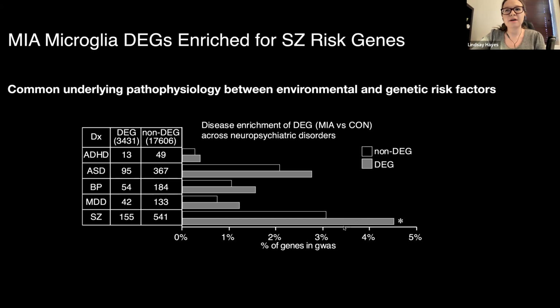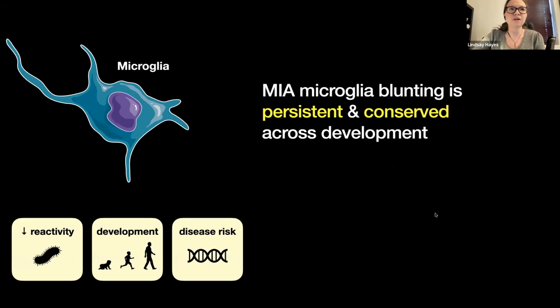So these data suggest that there may be a common underlying pathophysiology between the genetic risk factors as well as these environmental risk factors, providing support for the idea that environmental risk factors may be exacerbating underlying genetic factors because they're impacting the same pathophysiological pathways. So in this part, I provide further evidence for microglia having a blunted phenotype that is persistent across development and is conserved across microglia gene expression pathways. And these may contribute to risk for neuropsychiatric disorders, particularly schizophrenia.